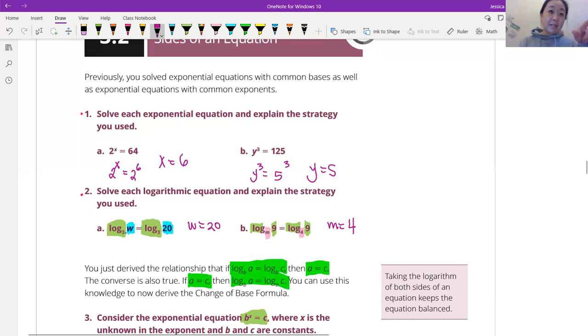If you notice, everything in the green is exactly the same. Log base 3. One time it says W and the other time it says 20. So that means W better equal 20, because if it's equal to 19, that doesn't make any sense, right? It's a lot easier than you think.